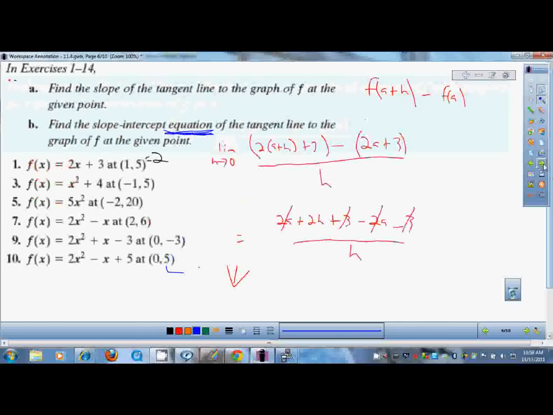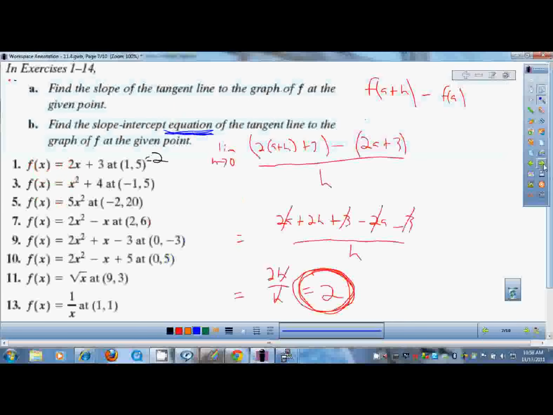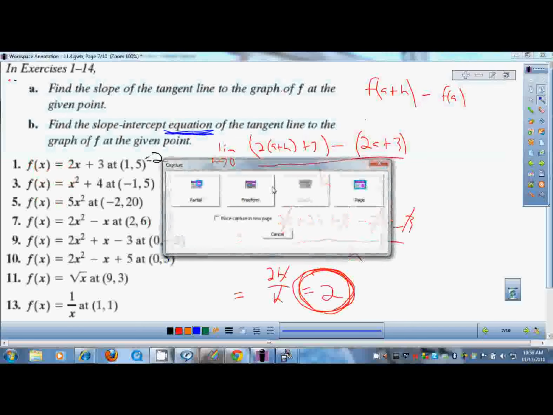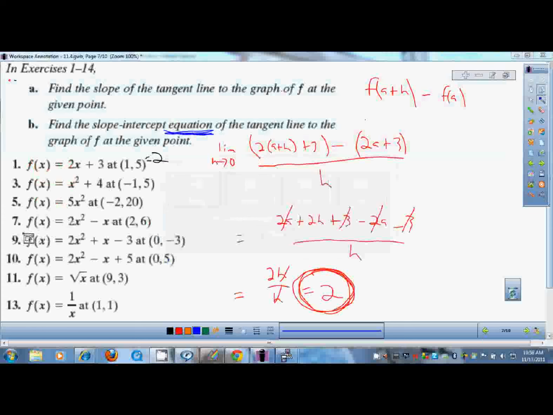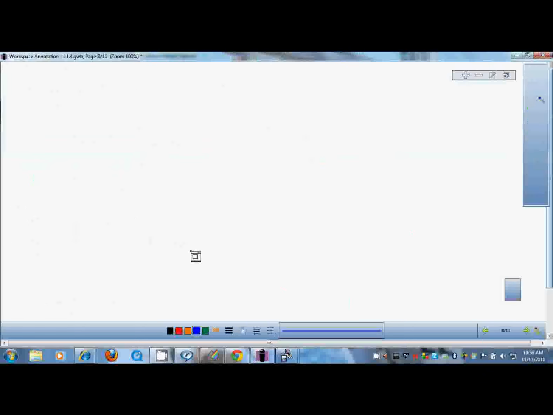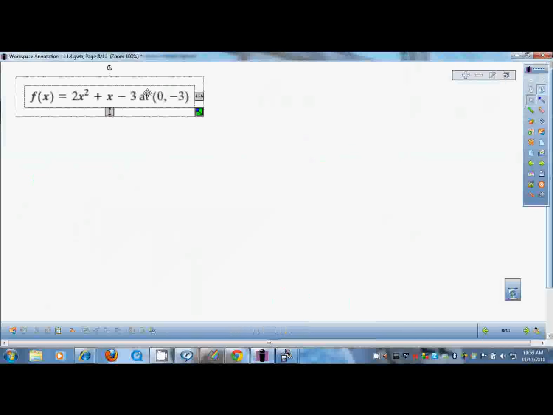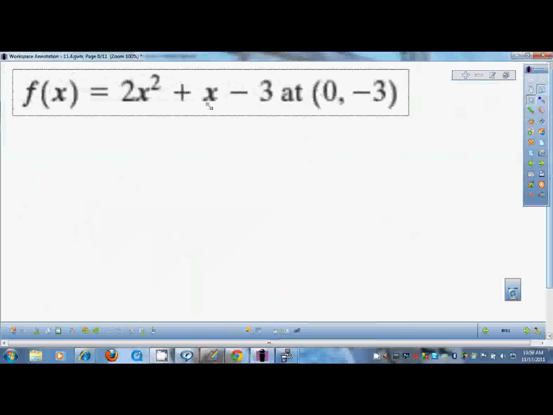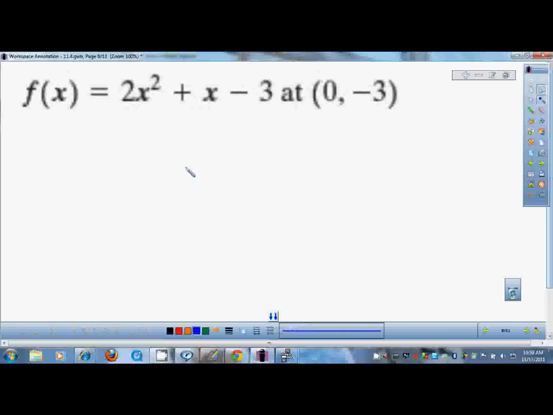So let's look at another one. How about 9? That one looks a little harder. Number 9. We're just going to do examples, examples, examples. That's everything we're doing today. And we're just going to keep doing it until the cows come home. I don't know where that expression came from. All right. So I'll rewrite it every time.